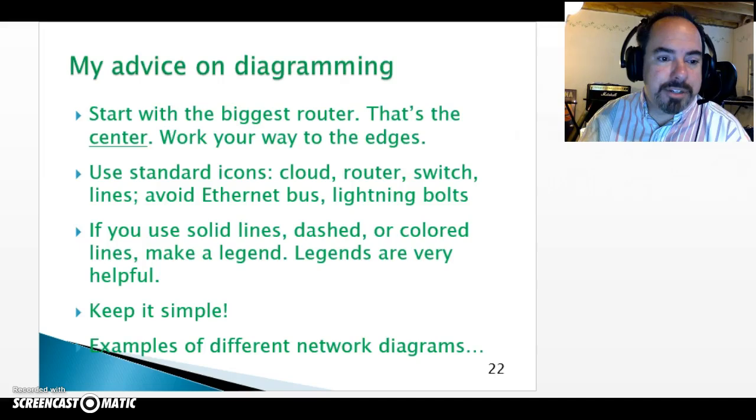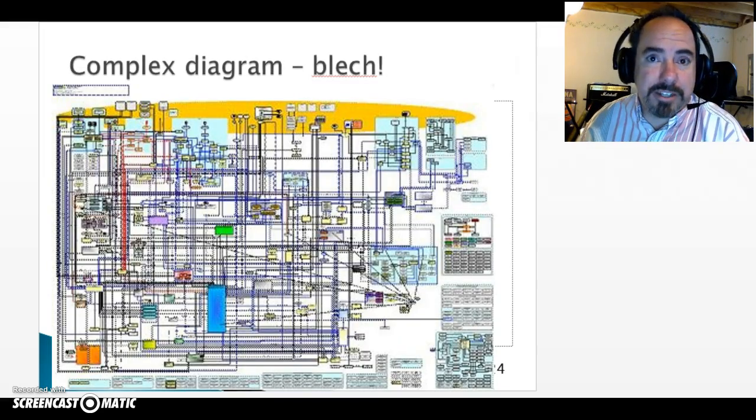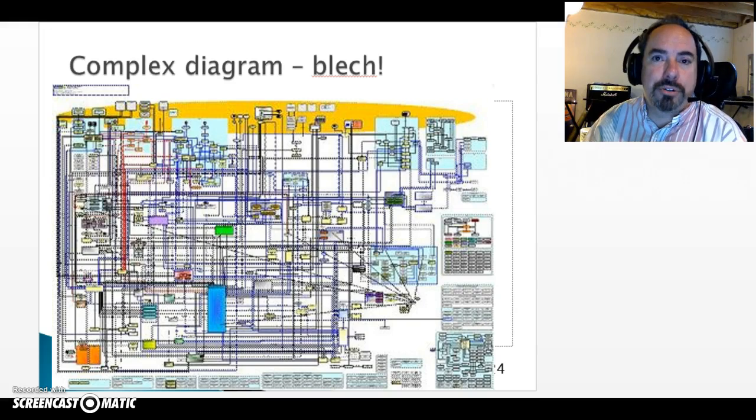And some examples. Here's a good diagram in that it's simple. It shows exactly how we connect to the internet. There's my router, my switch, how the PCs connect. Notice the IP addresses everywhere. That's very helpful on a network diagram. Make sure you don't try to include everything like this. It's impossible. If you put every aspect of your network on a single page, it's going to be unusable. So don't create garbage like this.